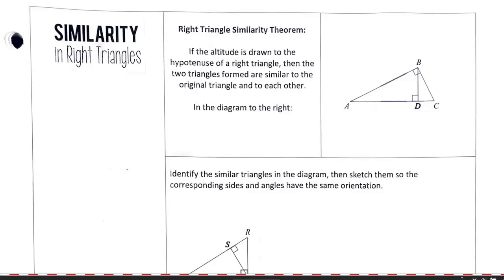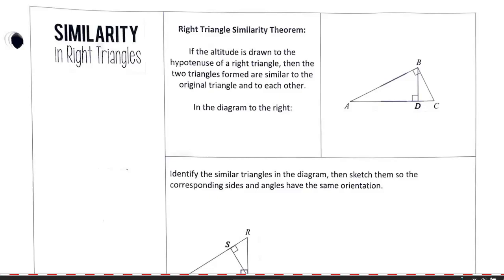Okay, so next thing we're going to talk about is similarity in right triangles. I know we talked about similar triangles last quarter, and now we're going to talk specifically about similarity in right triangles. So our right triangle similarity theorem states that if the altitude is drawn to the hypotenuse of a right triangle, so remember an altitude creates a 90-degree angle, then the two triangles formed are similar to the original triangle and to each other.